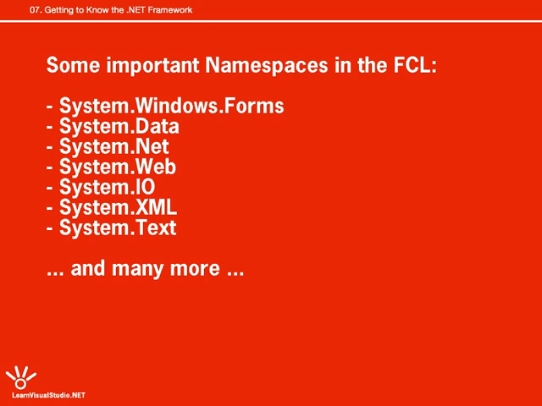System.text gives us ways to work with strings, like concatenate strings in a much more effective way than what we could just use with the string class by itself. It gives us a class called String Builder, which optimizes our ability to work with strings. And there's quite a few others. These are just some that I wanted to point out to you.